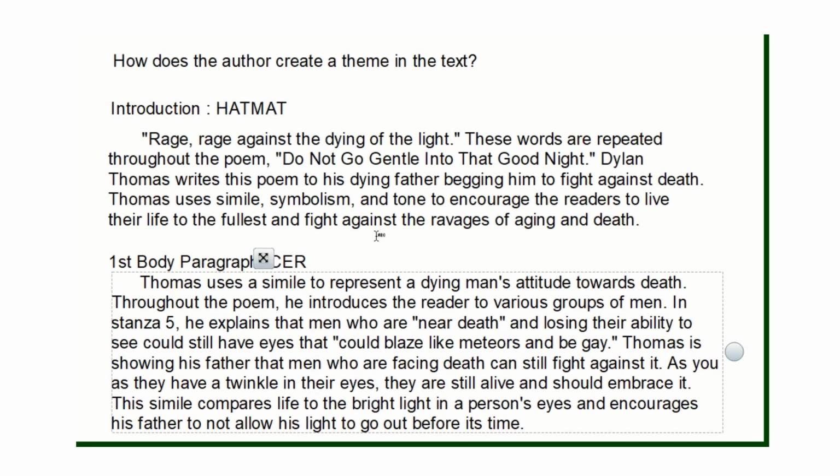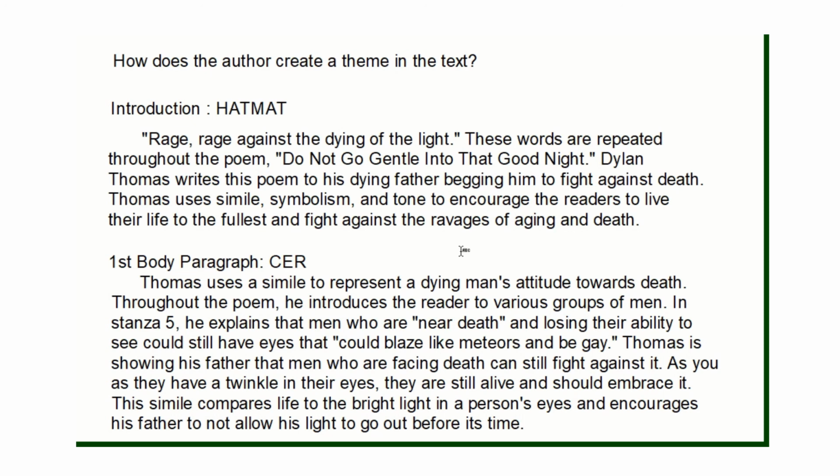So that would be our first draft, right? No paragraph is going to be perfect. So what you would always do is go back and read it because you want to make sure that you're not repeating yourself over and over again. So we wrote, Thomas uses a simile to represent a dying man's attitude toward death. Throughout the poem, he introduces the reader to various groups of men. In stanza 5, he explains that men who are near death and losing their ability to see could still have eyes that could blaze like meteors and be gay. Thomas is showing his father that men who are facing death can still fight against it.